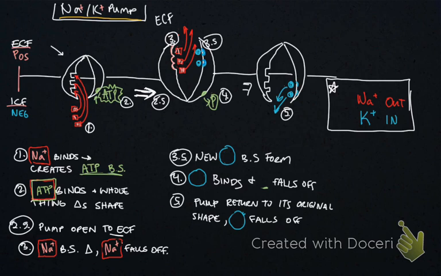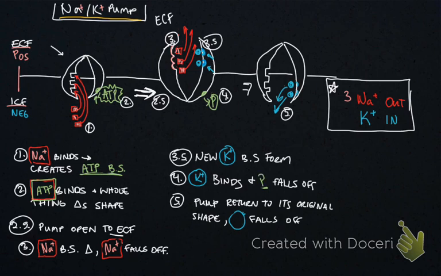So our 3 sodium falls off. So how many sodium have we moved to the extracellular fluid, to the outside of the cell? 3. So 3 positive sodiums have moved out. Now what happens? A new potassium binding site has formed. And then potassium will bind to our sodium-potassium pump.